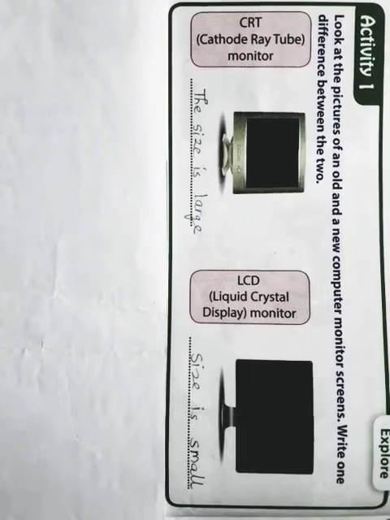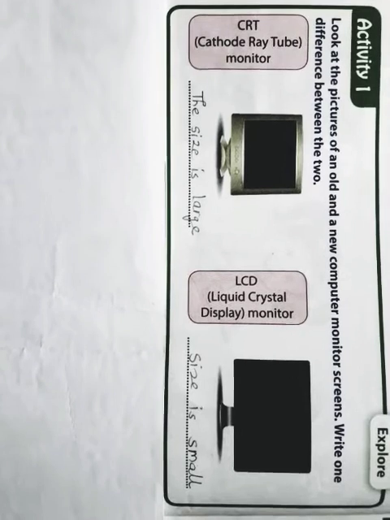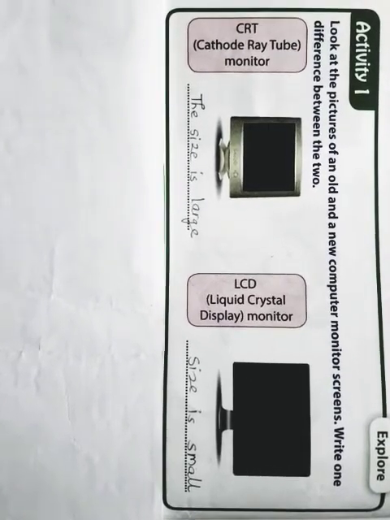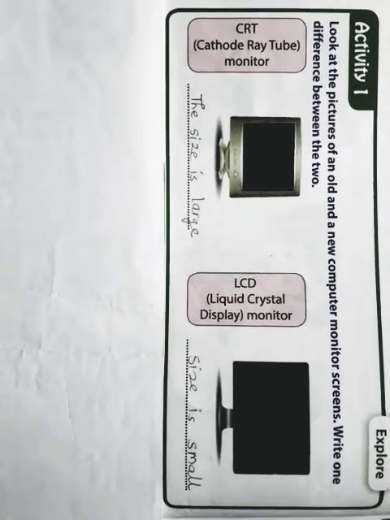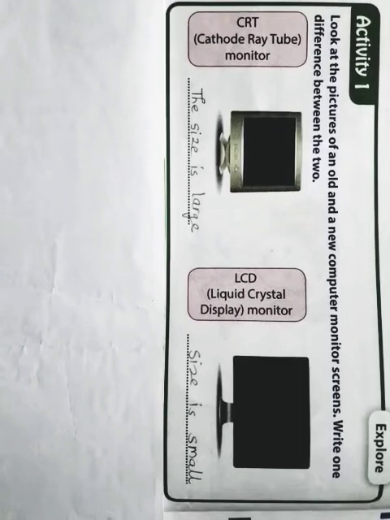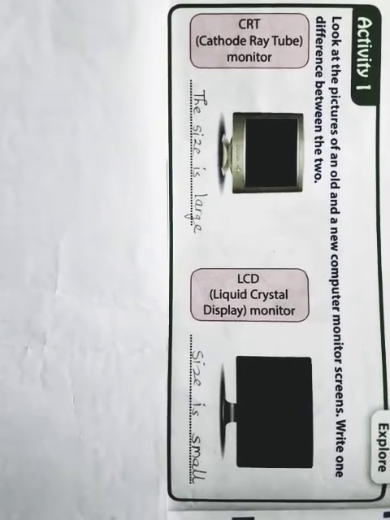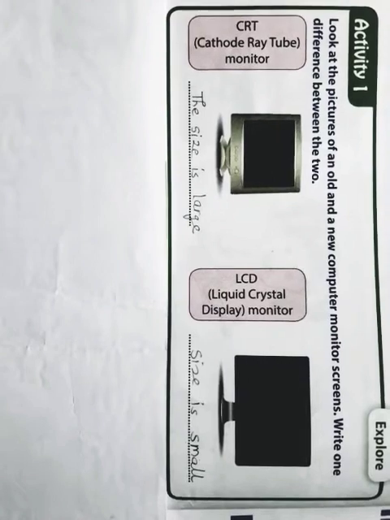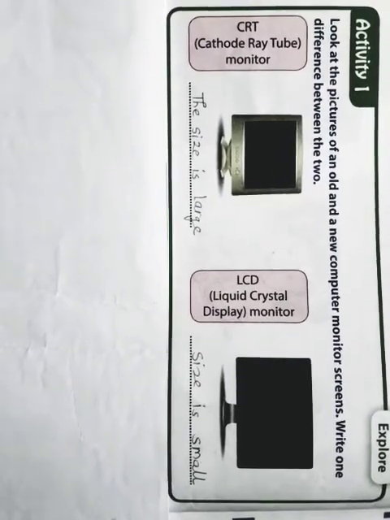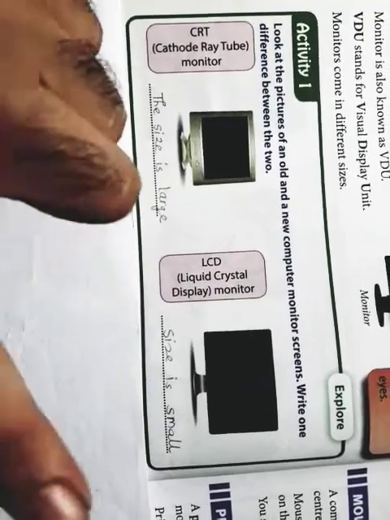So at the left side the monitor is called a CRT monitor. CRT stands for cathode ray tube. It is an old fashioned monitor. Okay, you can write the difference in one line, that CRT monitor is heavy in weight, the size is large. Okay, don't write the size point. You just write down the CRT monitors are heavy in weight.